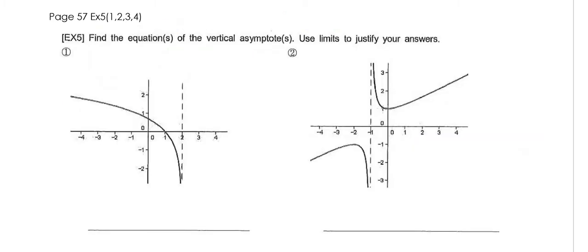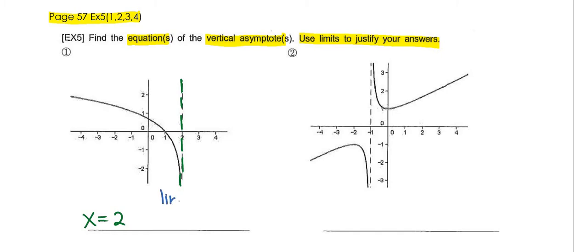We're now on page 57, and in page 57, example number 5, we need to find the equation or equations of the vertical asymptotes, and we need to use limits to justify our answers. All right, not too bad. The first thing I recognize is in these graphs, you should go ahead and actually write down where the vertical asymptote is. So for this very first graph, the vertical asymptote is at x equals 2 just by inspecting the graph. And then all you have to do now is write a limit statement.